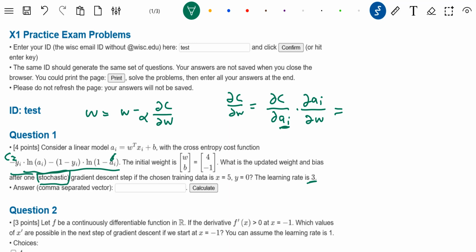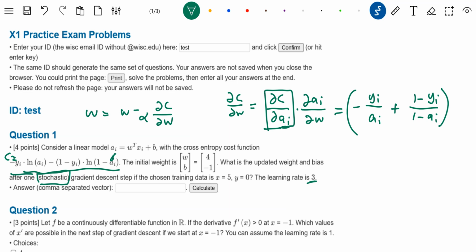If you look at the function C as a function of A, it's just minus yi divided by AI minus 1 minus yi divided by 1 minus AI. I think there's a minus sign here, so when you do the chain rule inside the chain rule, you get another minus, so it cancels out with the minus in front. And this thing is the dC/dA part, and then dA/dW part is just A with respect to W, and here W is a single number, so there's no transpose, so the derivative is just xi.